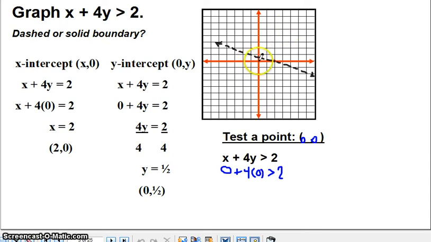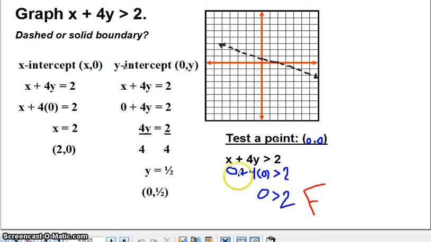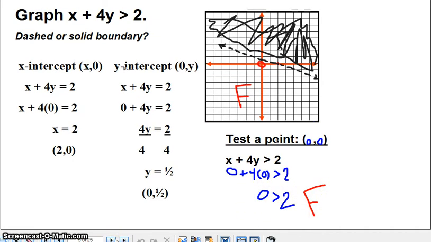But testing a point to one side or the other of the line does tell you whether you are going to shade either way. And (0, 0) is so easy because when you multiply by 0, it's super easy. When I plug that in, I've got a 0 x value, I've got a 0 y value. X is 0, 4 times 0. All this side comes out to 0. And so I get 0 is greater than 2, pardon my writing. Well, 0 is not greater than 2. That gives you false.